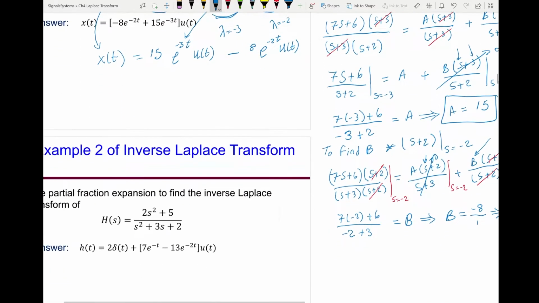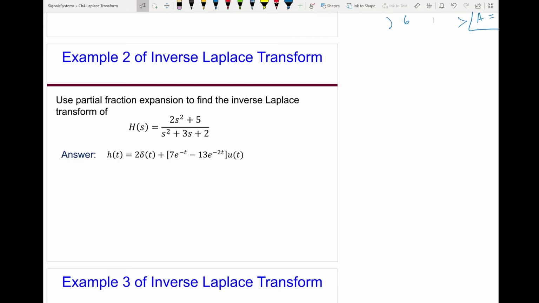So let's take another example here. Use partial fraction expansion to find the inverse Laplace transform of this function H(s). That could be the transfer function of a system, and we need to find its impulse response, h(t). So we need to do the inverse Laplace transform. So the first step is we have to do a long division to reduce this power to be less than the power of s in the denominator.